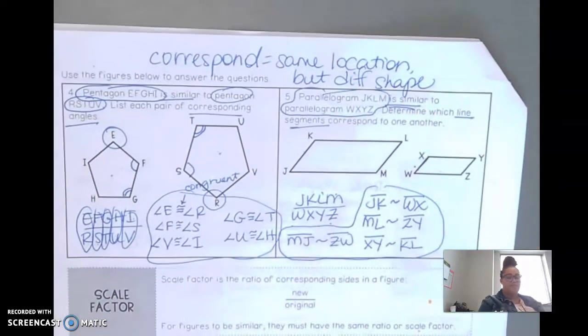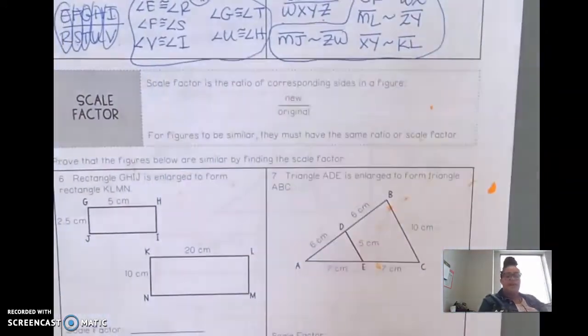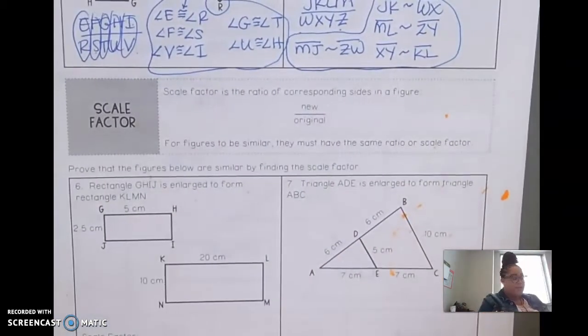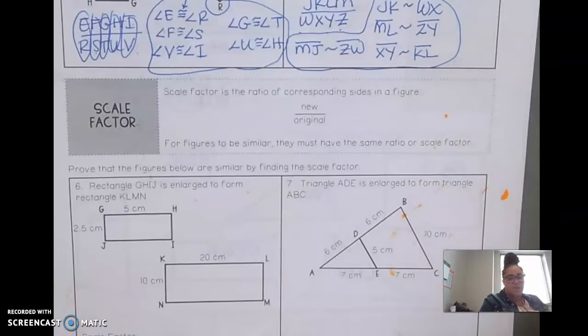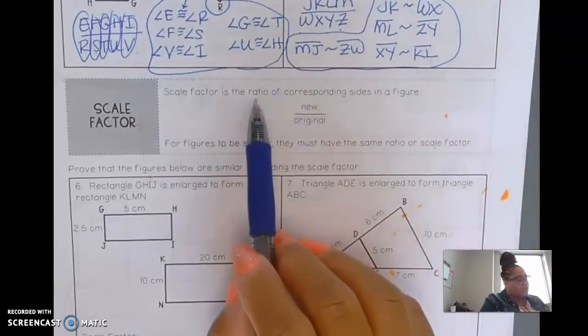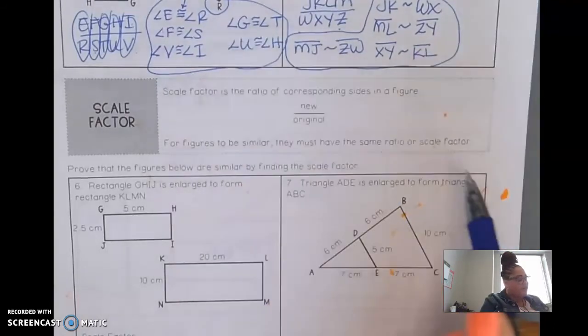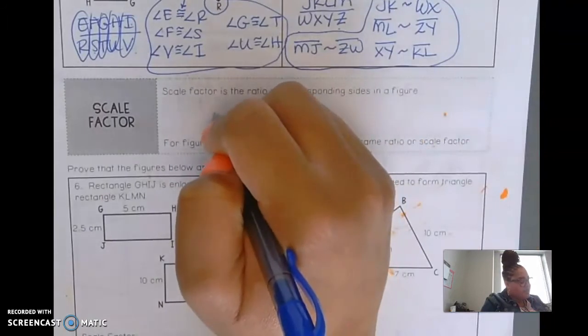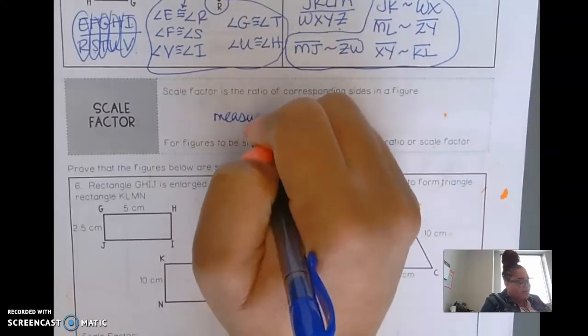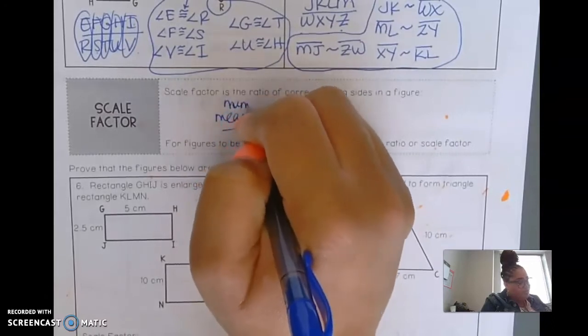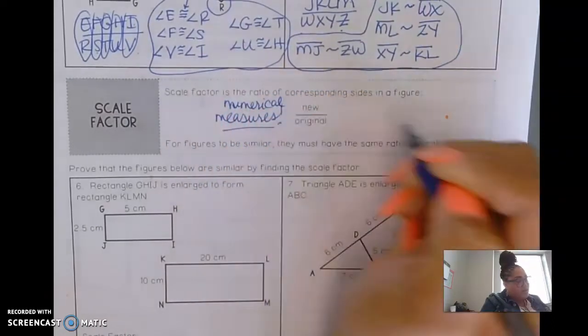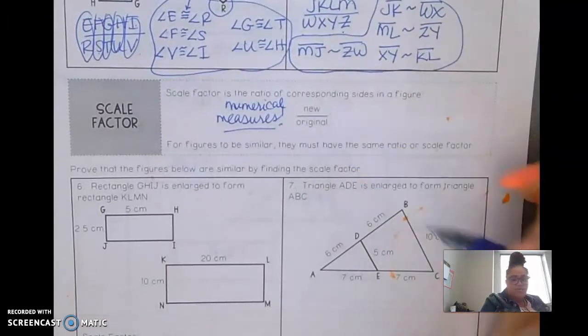Okay, on different shapes. Scale factor is where we take fractions and we find out how we got from the original to the new shape. So a scale factor is a ratio of corresponding sides in a figure. I need to use the side measures, okay? This is where I use numbers, numerical measures. So I need to put a number here.